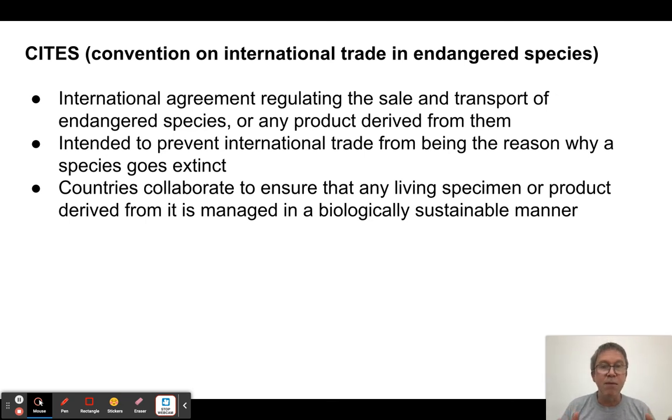Okay, it's supposed to keep a species from going extinct by getting countries to agree not to participate in the trade of these organisms or things derived from these organisms. And if you are going to allow these things to be traded, it has to be done in a biologically sustainable way. Okay, so that's the 10 you have to know. It's not that hard, to be honest, people.